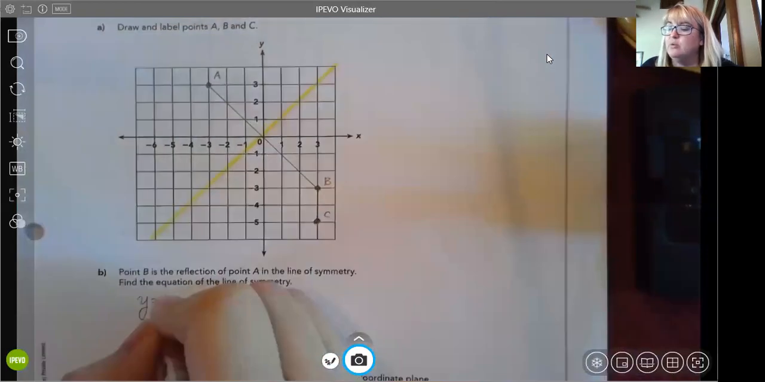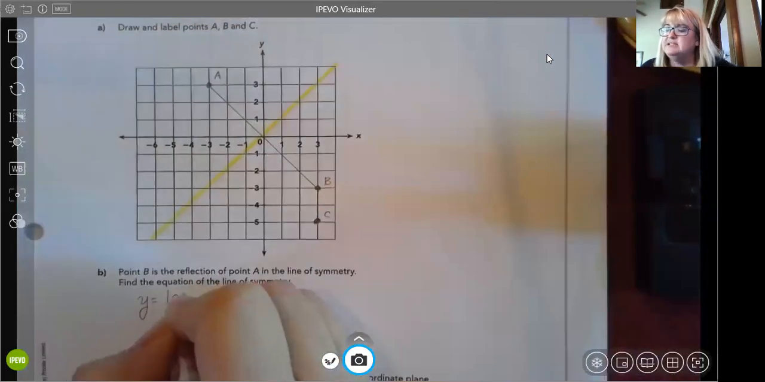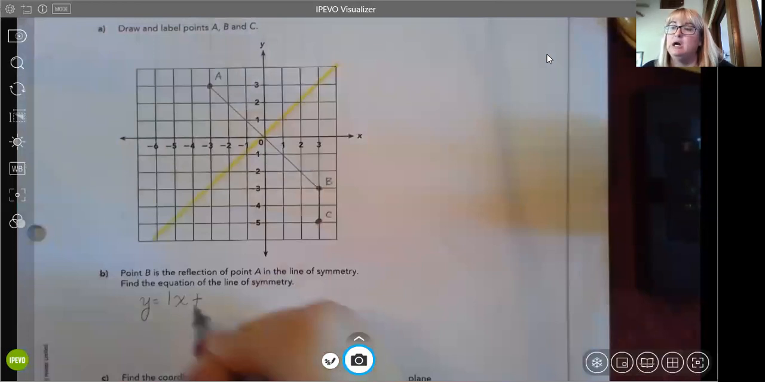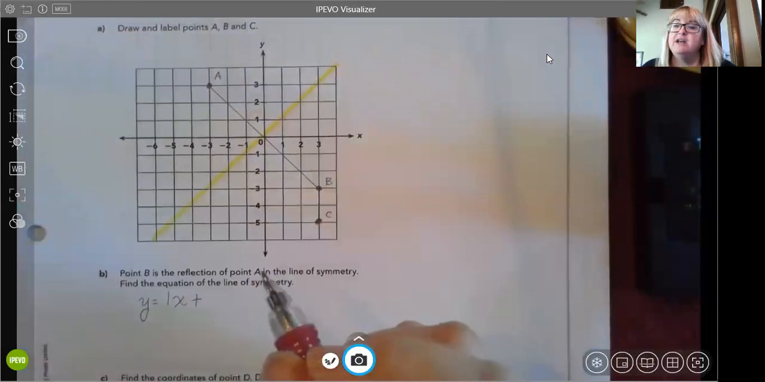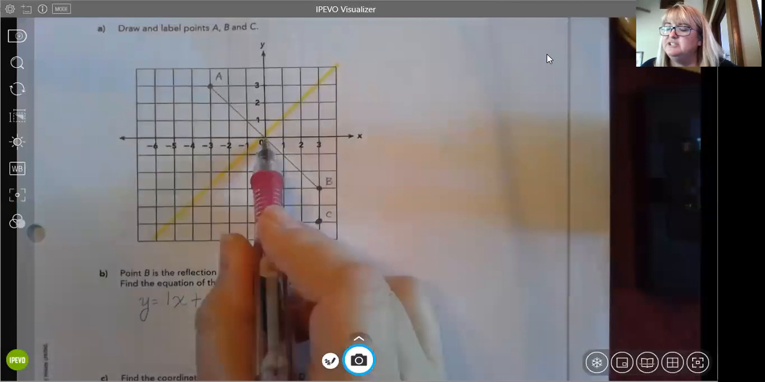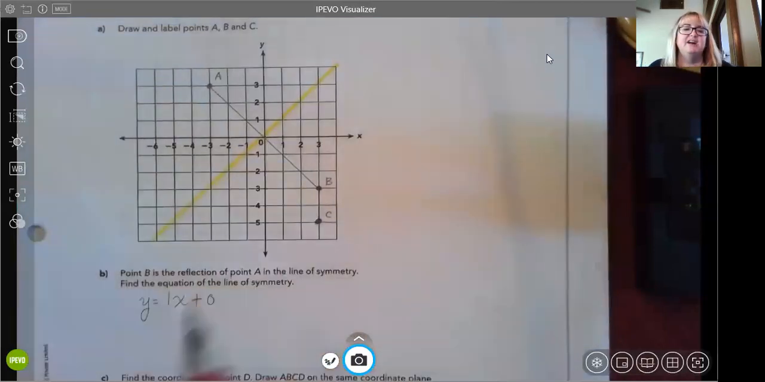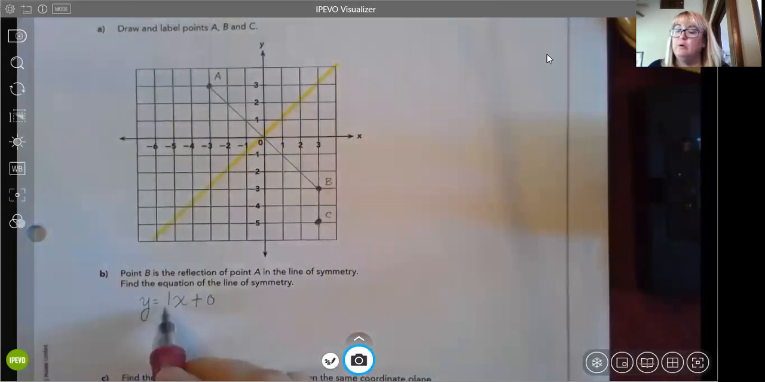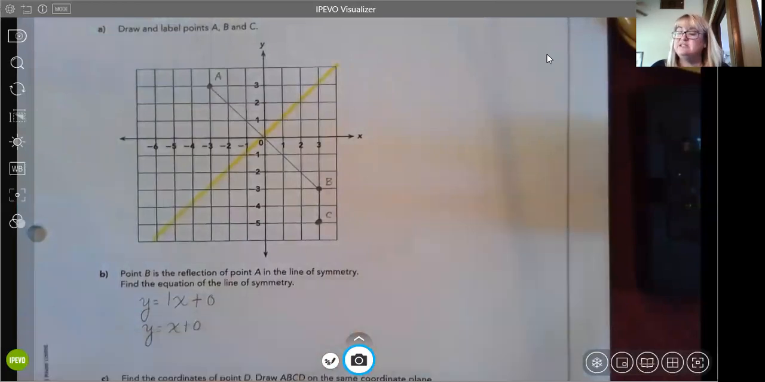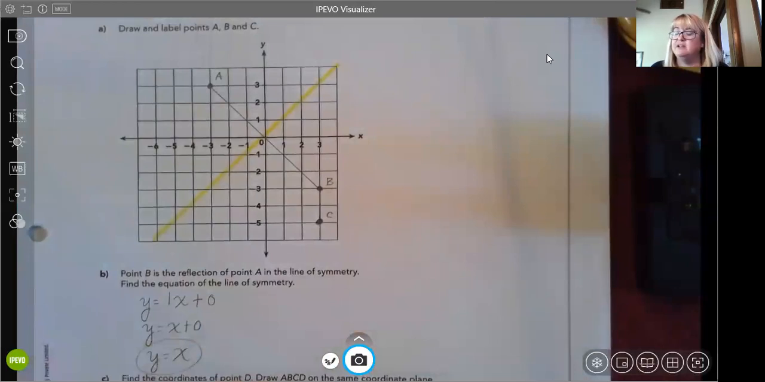So y equals 1x plus b, where b is our y-intercept. Our y-intercept is at the origin, which is 0. So that does not look very nice. We need to fix it because we do not say 1x, we just say x. So this would be y equals x plus 0. But we can simplify this further because x plus 0 is x. So our line of symmetry is y equals x, the equation of the line of symmetry.